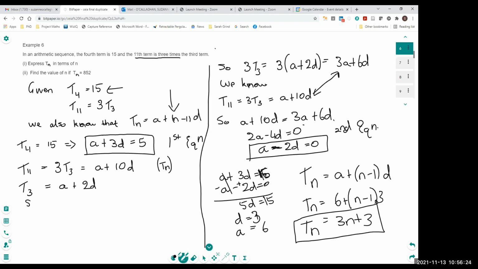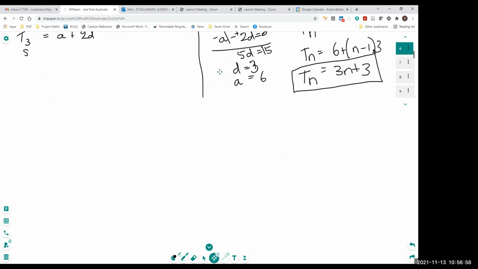So just to reiterate, we were given two terms, T4 and T11, and we use the information we have on the value of them, which is 15 and 3. And we also use the information we have based on the general Tn formula. And we use those to generate two equations in two variables, that is a and d, that we can then simultaneously equate and solve for the values of a and d. And that gives us Tn is equal to 3n plus 3.